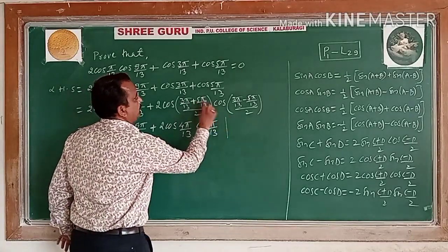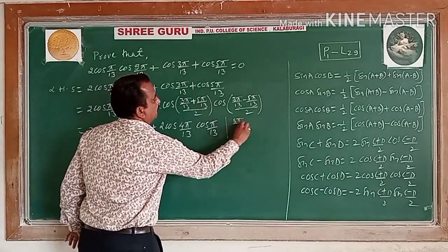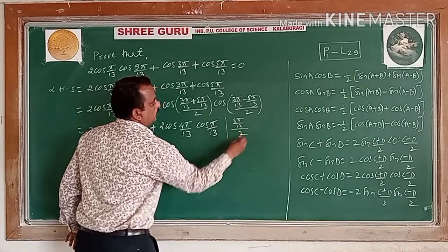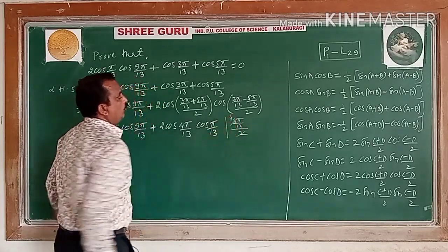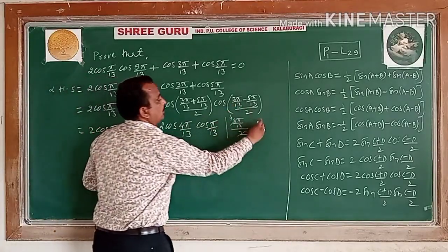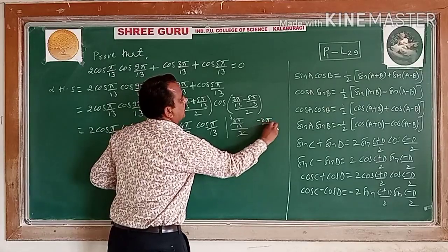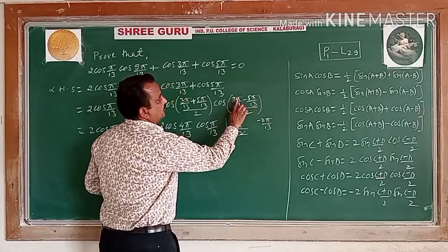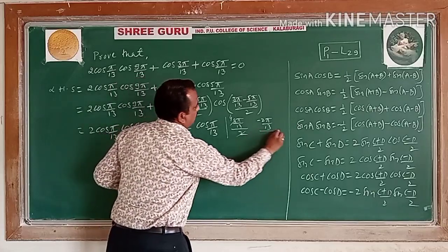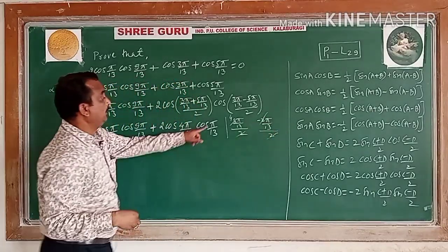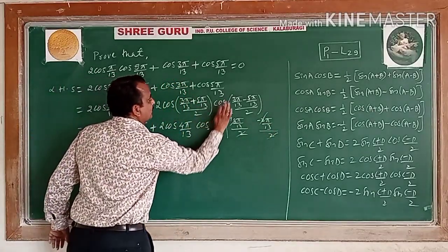3 pi plus 5 pi is 8 pi by 13 divided by 2. This one of 2 one of 4 pi by 13 remains here. Here what? Minus 2 pi by 13. 13 LCM here, 3 pi minus 5 pi divided by 2. This 2 gets cancelled. Minus pi by 13 remains here.